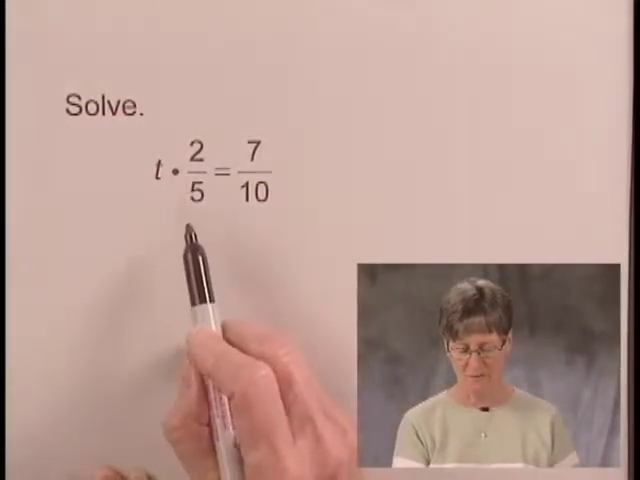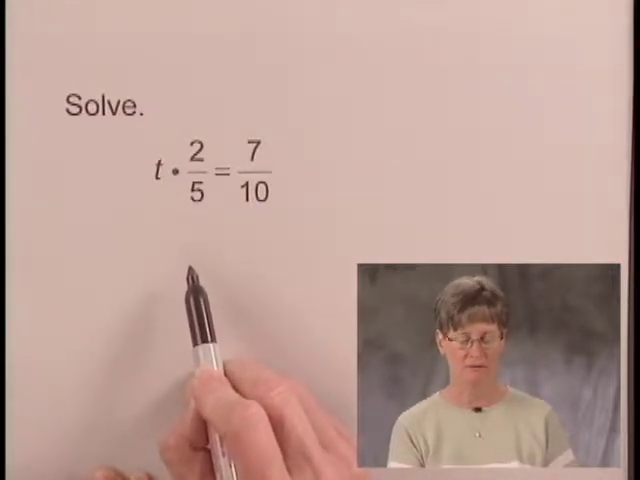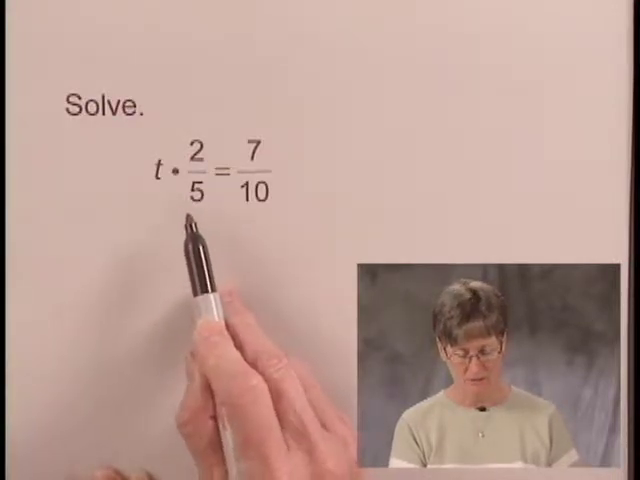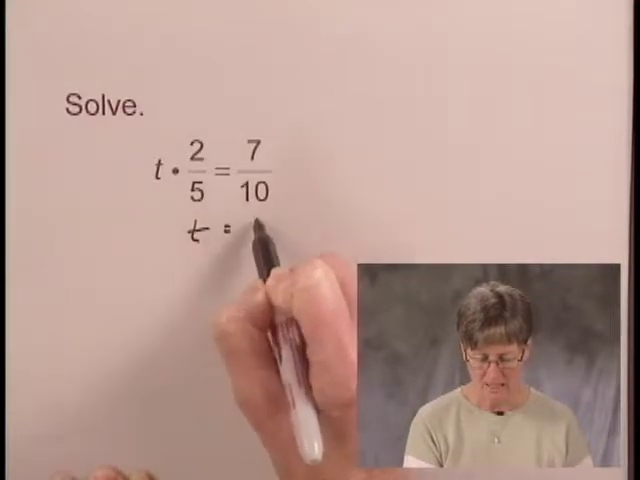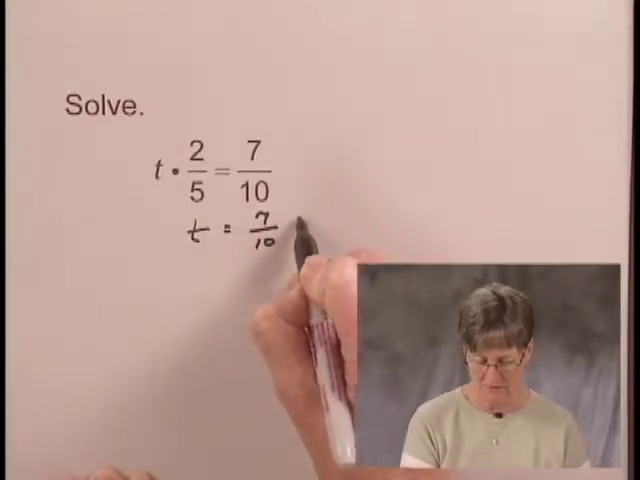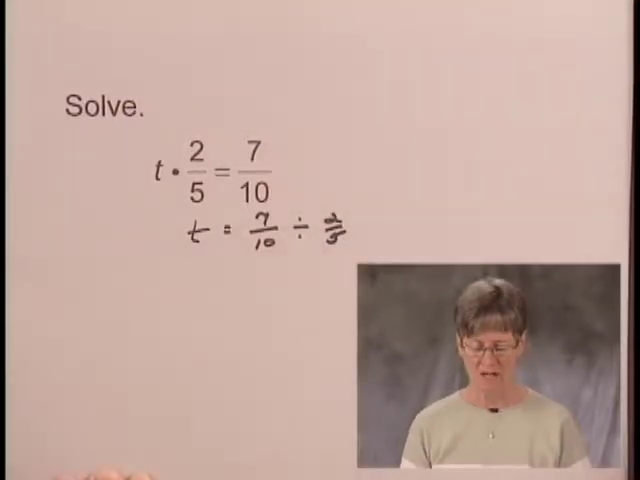And I would see that if I would divide t times 2/5 by 2/5, I would have 1 times t, or just t. So I'm going to divide by 2/5 on the left-hand side, which will leave me t. And I also then have to divide by 2/5 on the right-hand side. So I'd have 7 over 10 divided by 2 over 5.